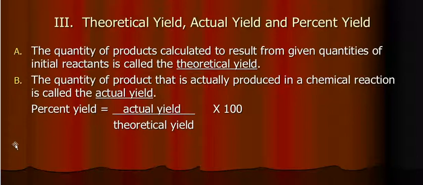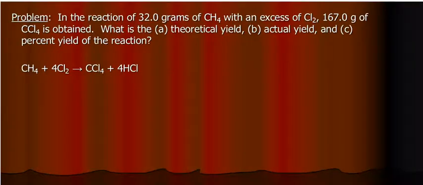Theoretical yield is the quantity of products calculated to result from given quantities. So the theoretical yield is a calculation. The actual yield is what is actually produced, and you would have to be given this number. The actual yield would be produced in a laboratory situation, and the percent yield is simply taking the actual divided by the theoretical times 100.